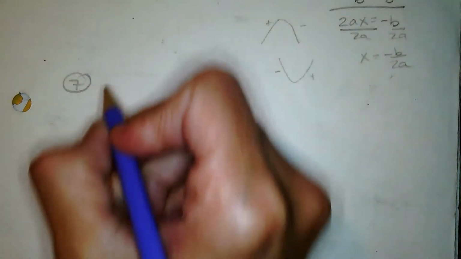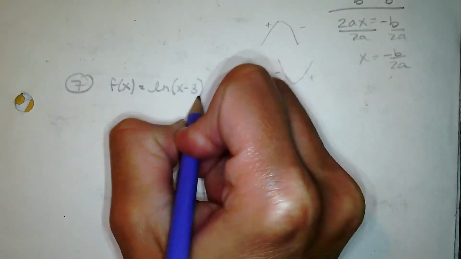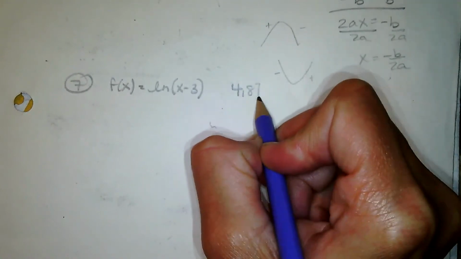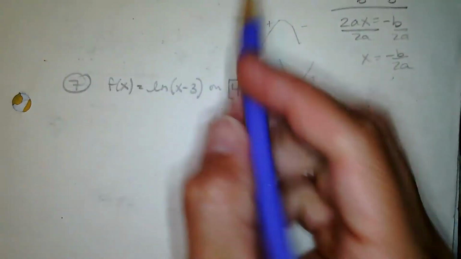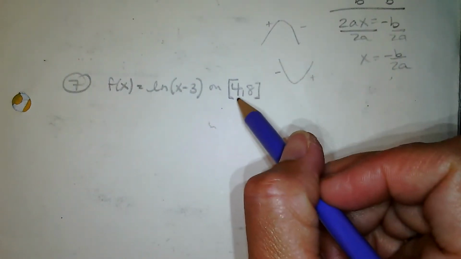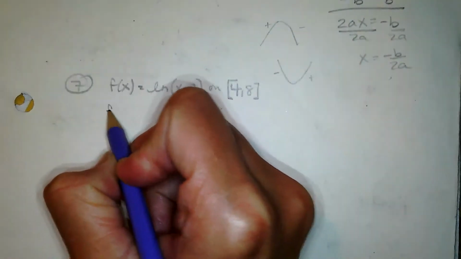And number 7 says, if the mean value theorem is applied to the function f of x, ln of x minus 3, on the interval from 4 to 8, then the number c that must exist in 4 to 8 is blank. So the mean value theorem says the average rate of change from 4 to 8 must be achieved at least one time. So the derivative, well, let me do it this way.